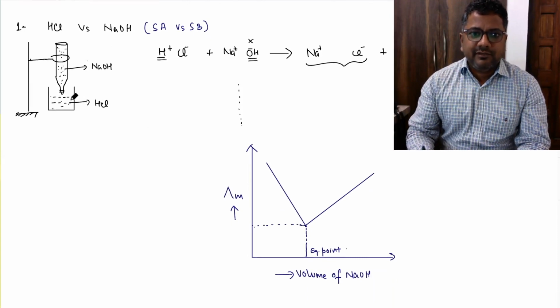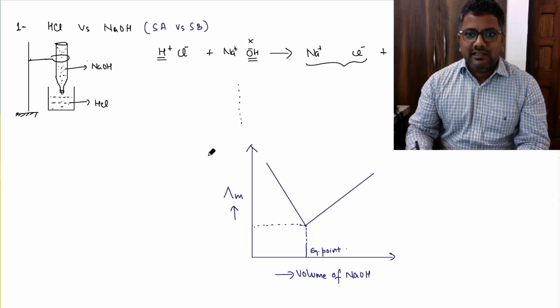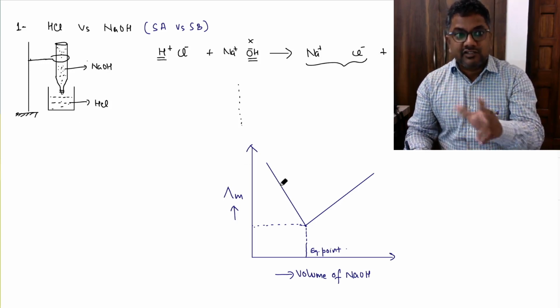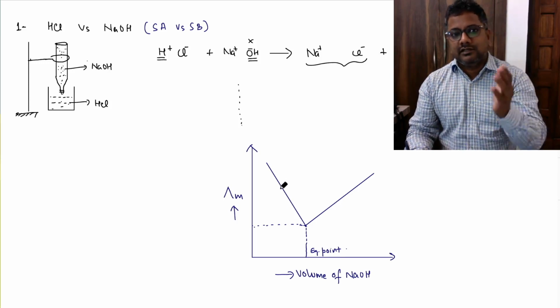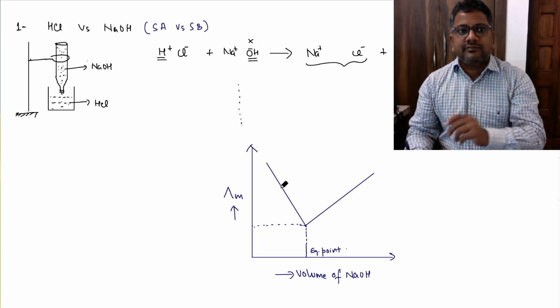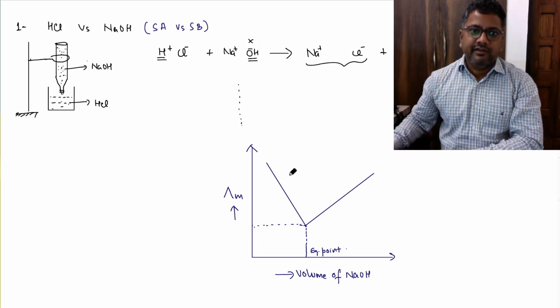But what will happen if NaOH is taken here and HCl you are adding from outside? Then the shape is this, but the slope will definitely differ greatly, because H plus and OH minus also have a significant difference in their conductivities.